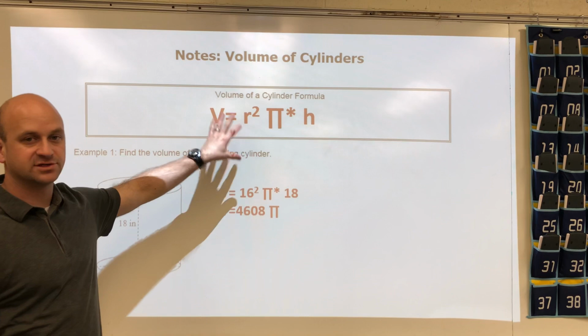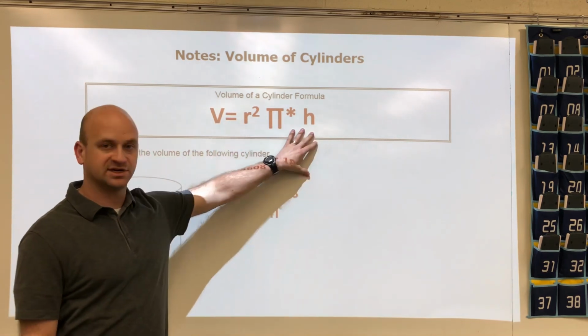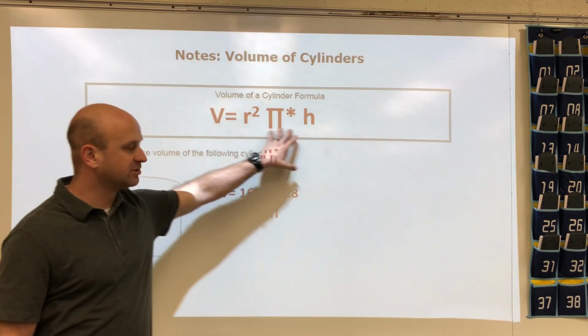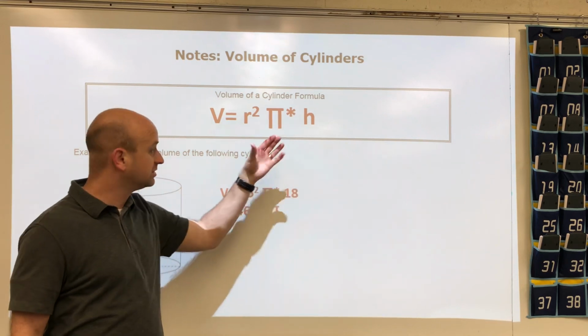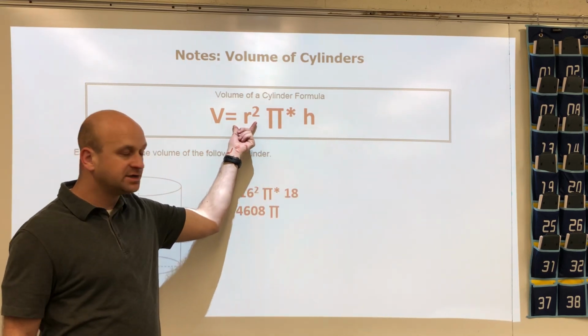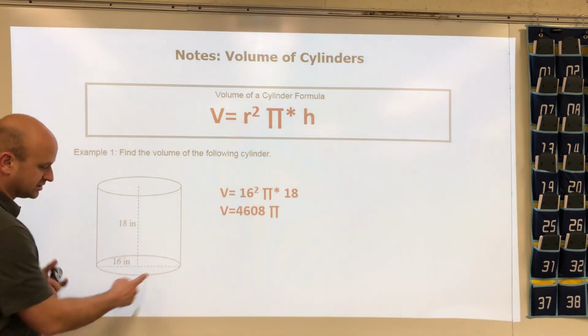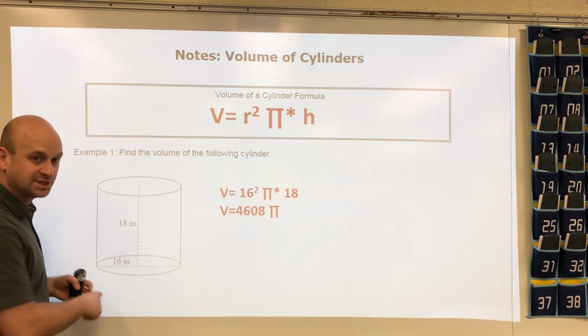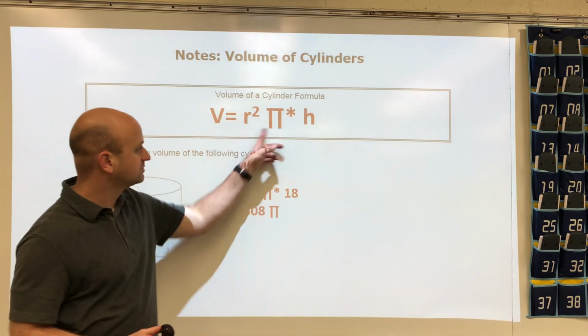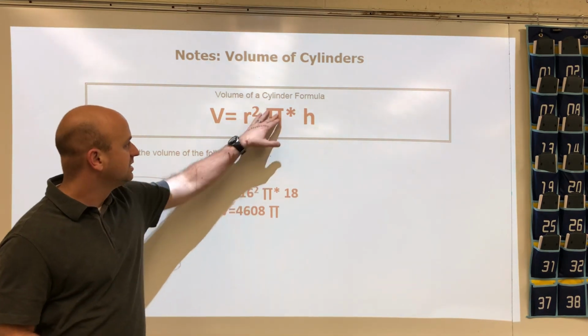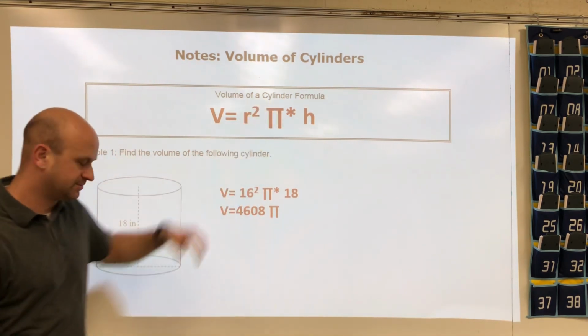Sometimes you'll see pi first, it'll be pi times radius squared times height. It doesn't matter the order because we're multiplying everything, you can interchange the order. But what we're really doing is taking the radius squared times pi and then times the height. And where this actually comes from, if you take the area of a circle, that's going to be pi r squared, or r squared pi. So that's where this part comes from.